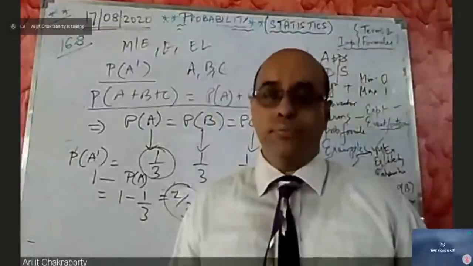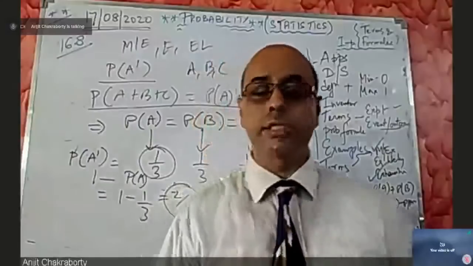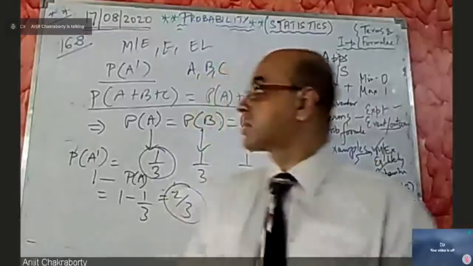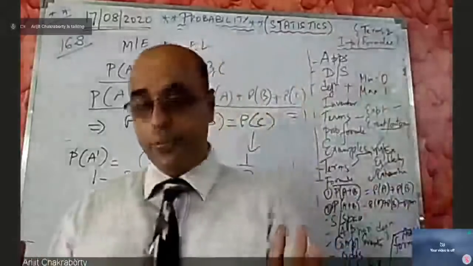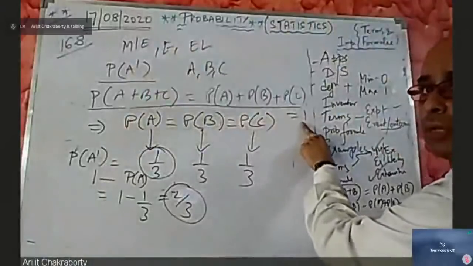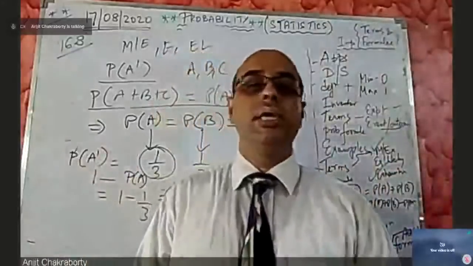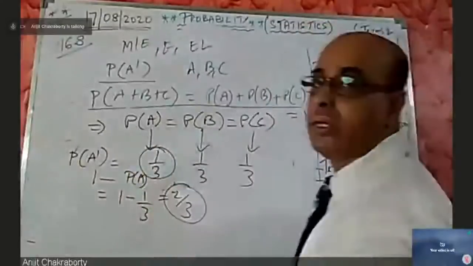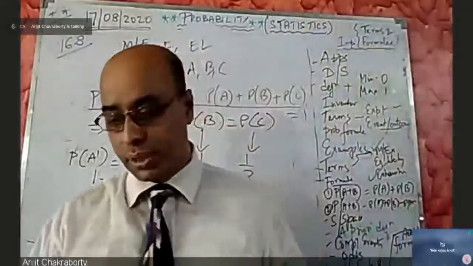They are exhaustive, they are equally likely, and they are mutually exclusive, which means that if one of them takes place, the other cannot take place. Equally likely means each of them is equal to each other, and together they are equal to 1. So P(A plus B plus C) is equal to 1 because they are also exhaustive. So using these 3 relations, we easily arrive at the individual probability of P(A), which is 1/3. If P(A) is 1/3, then the complementary event will be 1 minus 1/3, that is, 2/3.